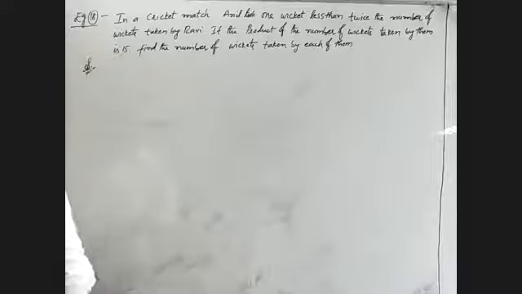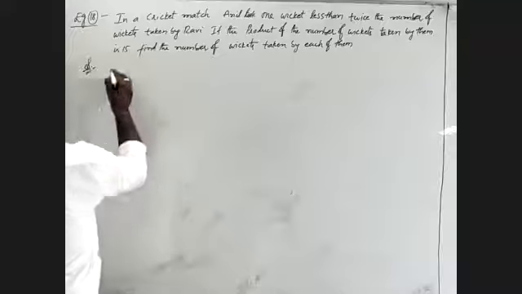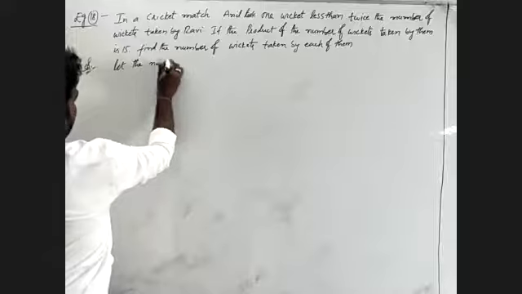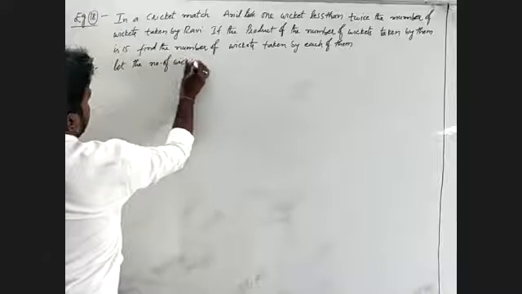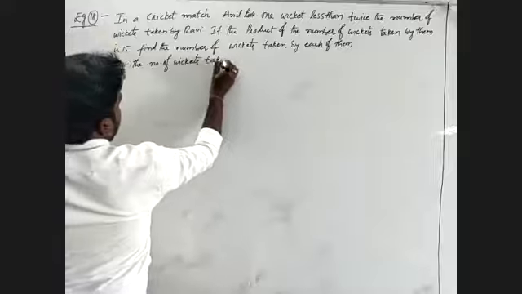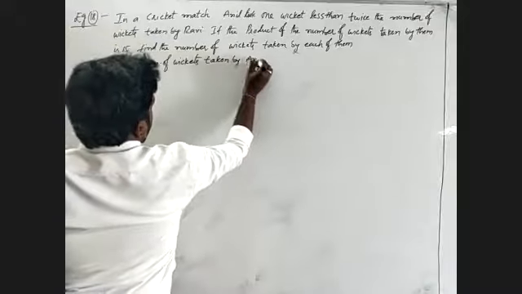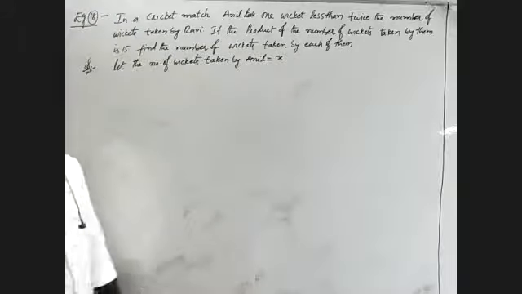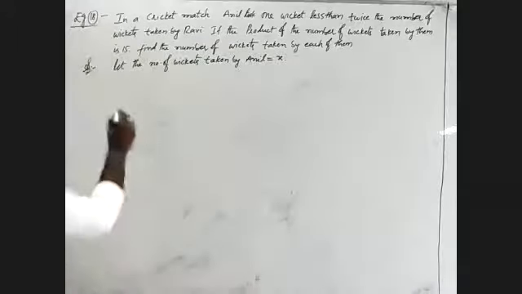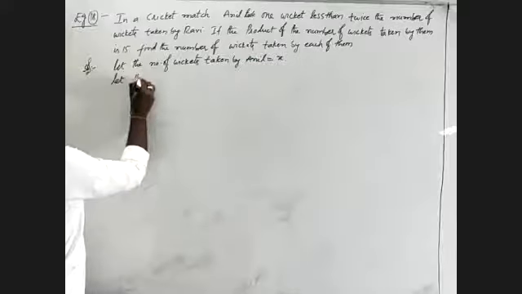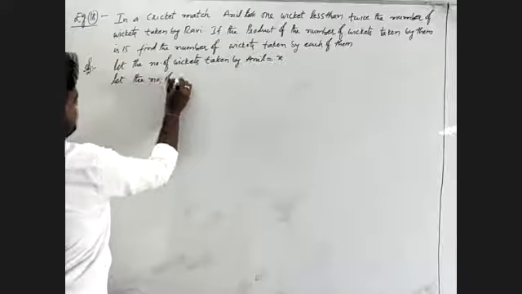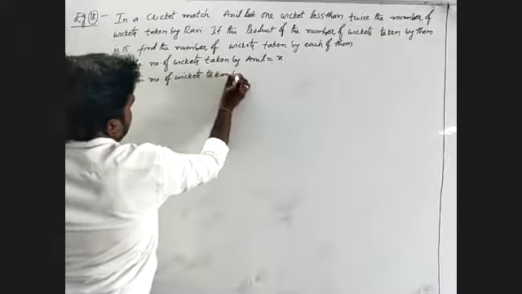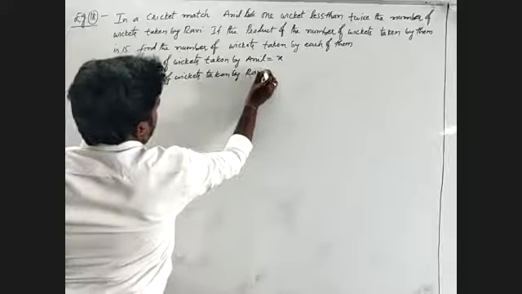First, let the number of wickets taken by Anil be equal to x. After that, let the number of wickets taken by Ravi be equal to y.